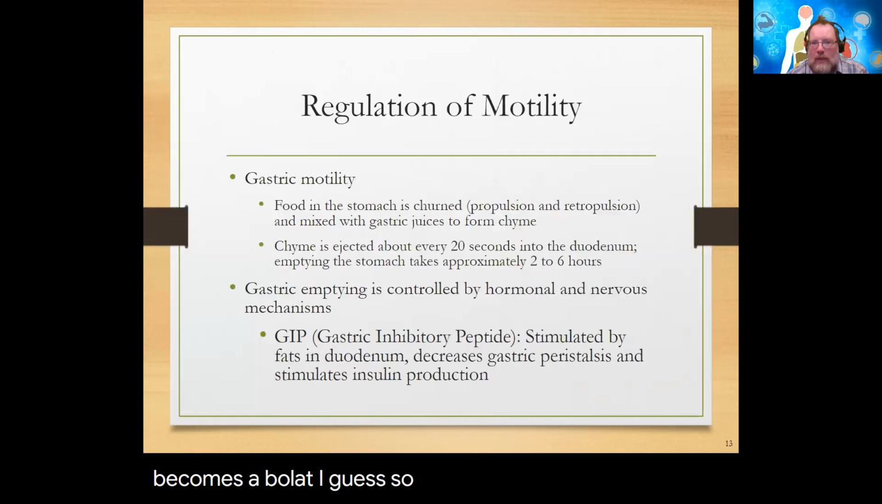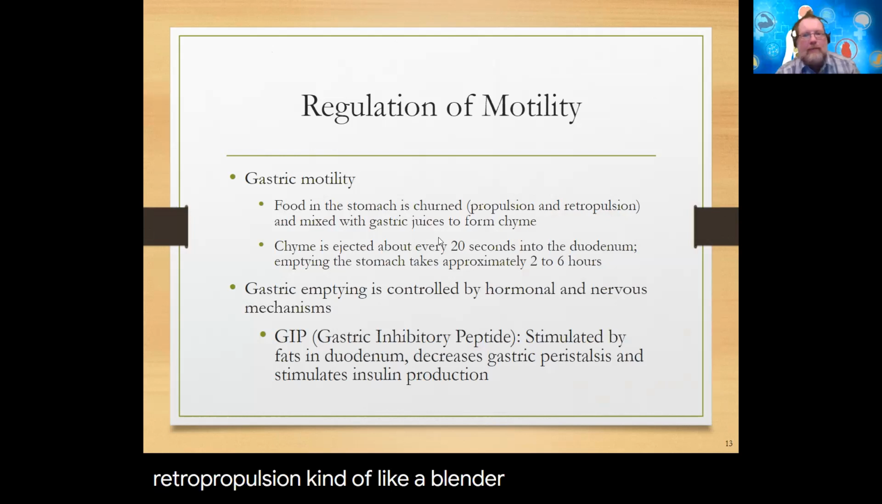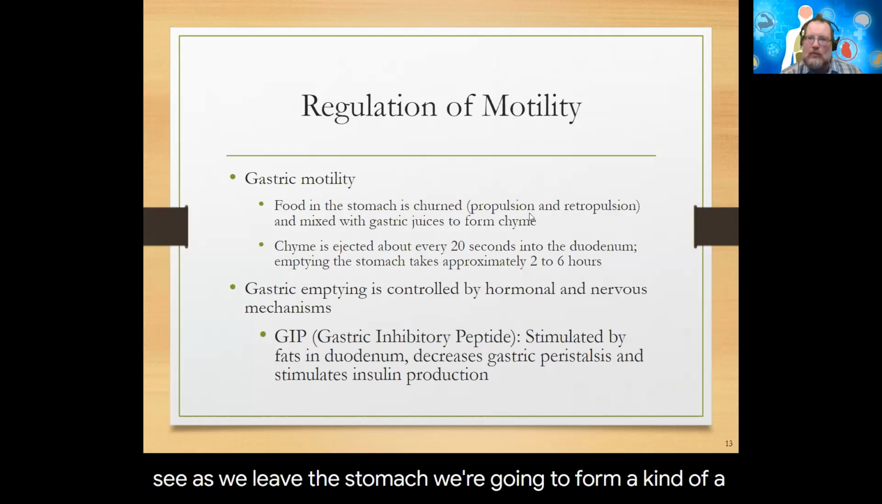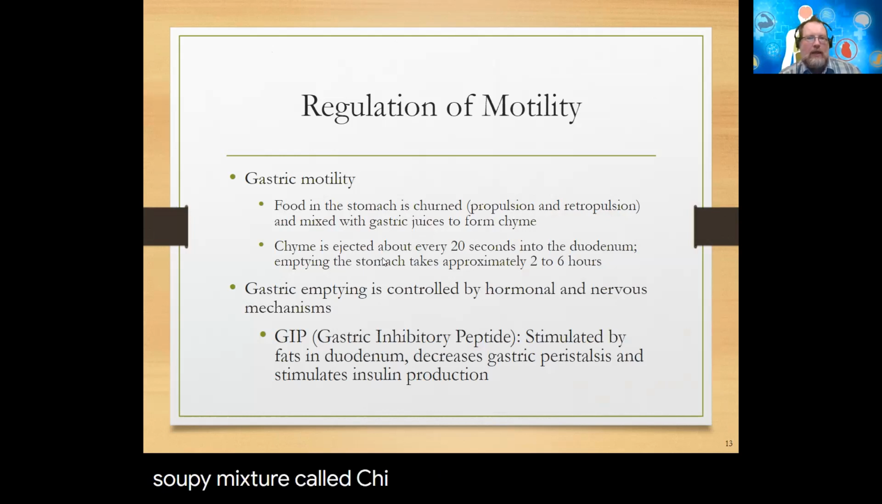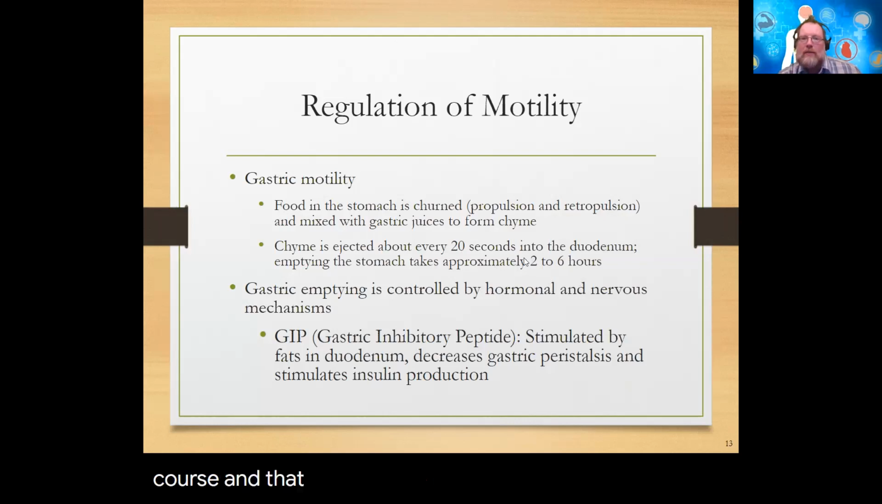Okay, so again, motility having to do with movement, churning in the stomach, propulsion, retropulsion, kind of like a blender activity. As we leave the stomach, we're going to form kind of a soupy mixture called chyme. And that chyme gets ejected about every 20 seconds into the duodenum, when something's in the stomach, of course, and that takes anywhere from 2 to 6 hours to empty the contents of the stomach.